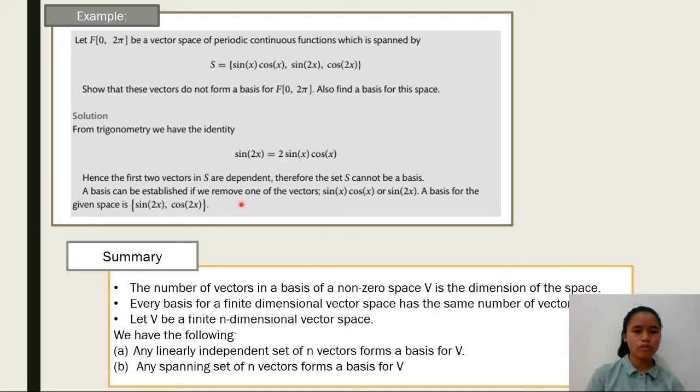So we remove one of the vectors, sin x or sin 2x. The basis for the given space is sin x and cos x, or sin 2x and cos 2x. Summary: any linearly independent set of n vectors from a basis for V, and any spanning set of n vectors from a basis for V.